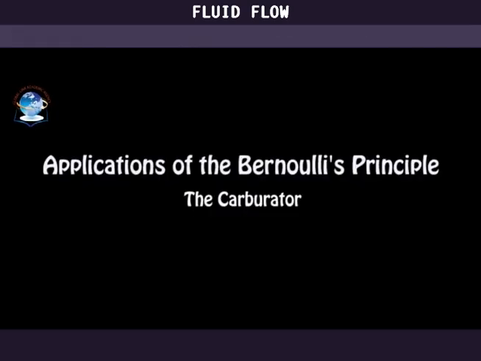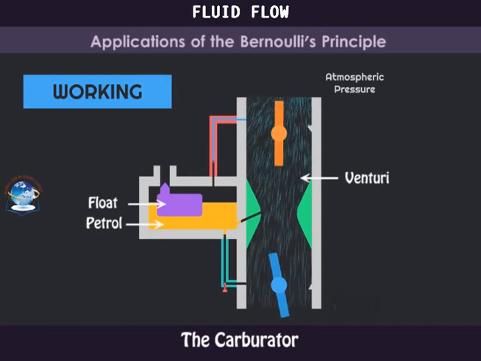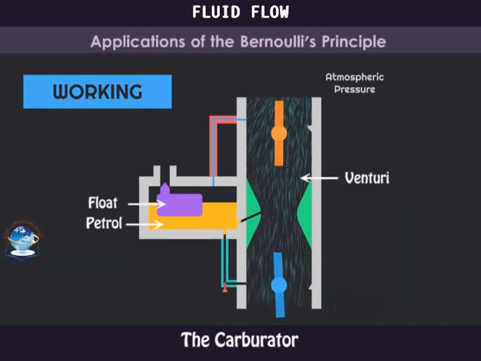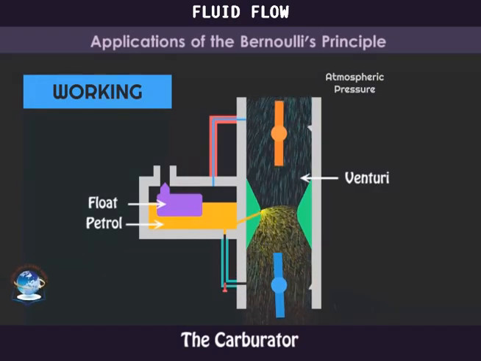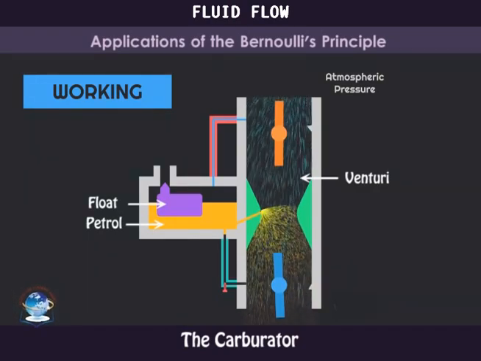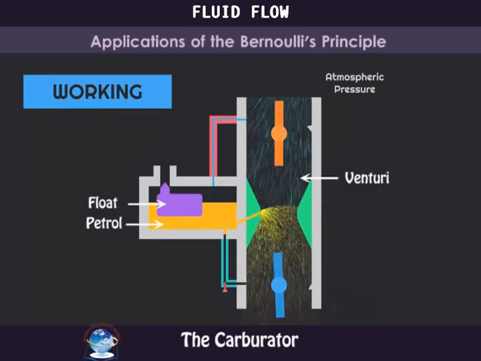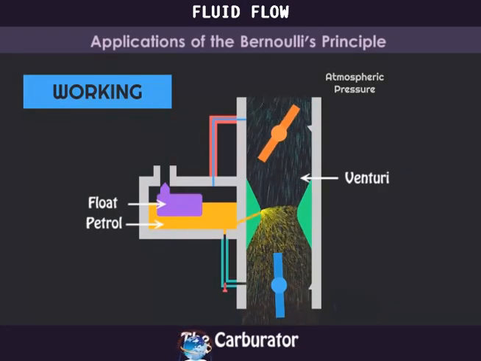Next is the carburetor. Now, due to the action of the engine pistons, air is drawn into the venturi. The fast-moving air causes low pressure above the petrol pipe. Petrol is drawn into the venturi due to low pressure in the venturi and atmospheric pressure in the float chamber. The mixture of air and petrol is thus drawn into the cylinders for combustion.